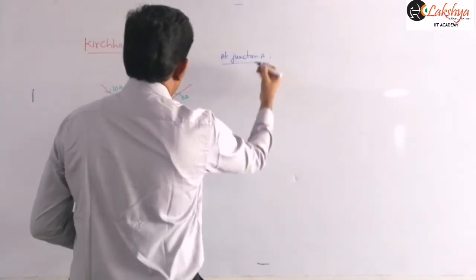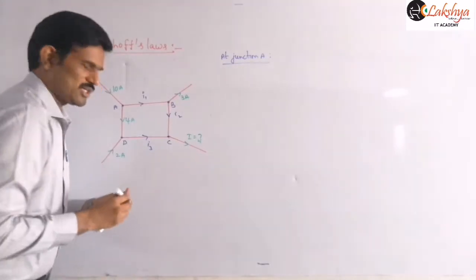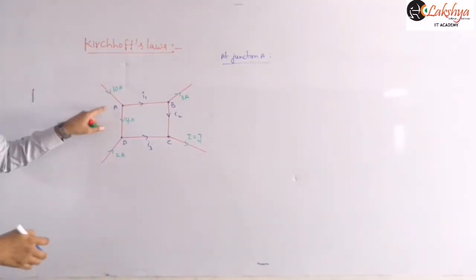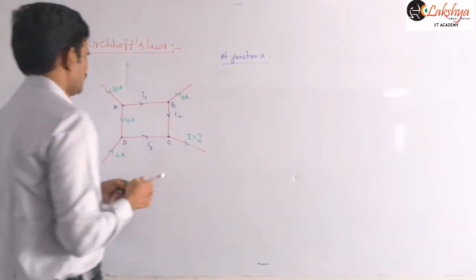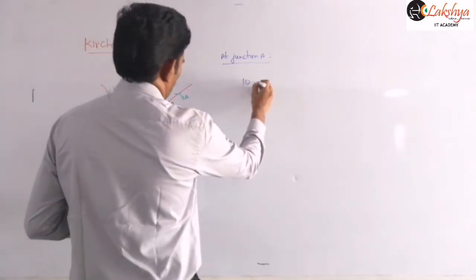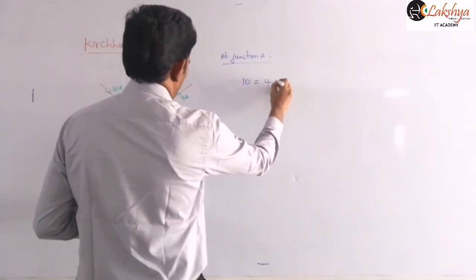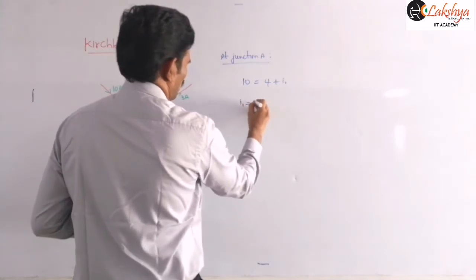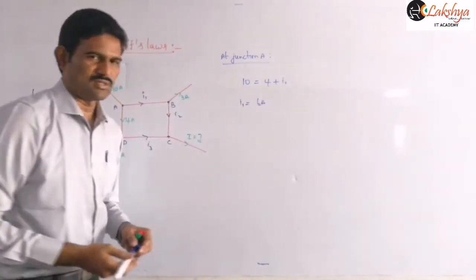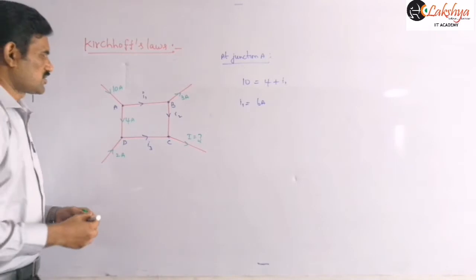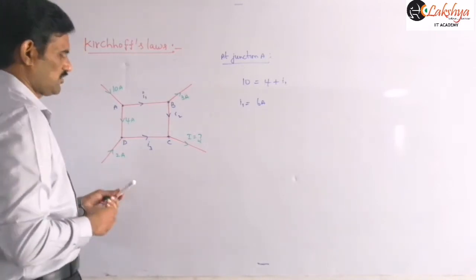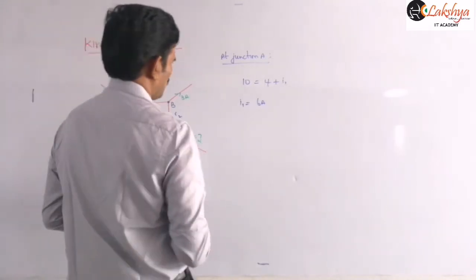At junction A, the current flowing into the junction is equal to the current flowing out. So 10 is equal to 4 plus I1, and therefore I1 is equal to 6 amperes. That is the current flowing between A and B.